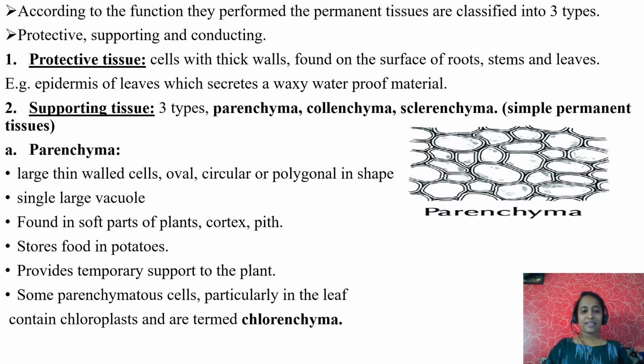Some parenchyma cells, particularly in the leaf, contain chloroplast and are termed chlorenchyma. What is chlorenchyma? The parenchyma cells which are present contain what? Chlorophyll or chlorophyll pigment or chloroplast plastid. So they appear green in color. That is why the parenchyma is also called what? Chlorenchyma, in that position.